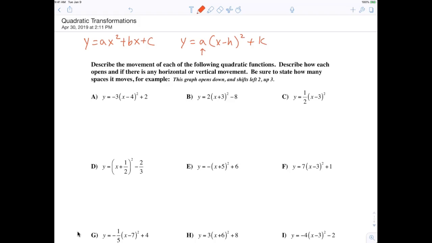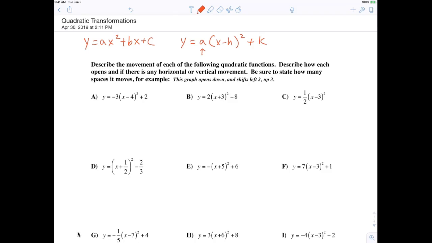So for a here, you would simply say it's shifting right 4 and up 2. Then it would be reflected over the x-axis, and you say it's a vertical stretch of 3. Now, vertical stretch, VS, is perfectly fine. So that's everything you need to write down there.